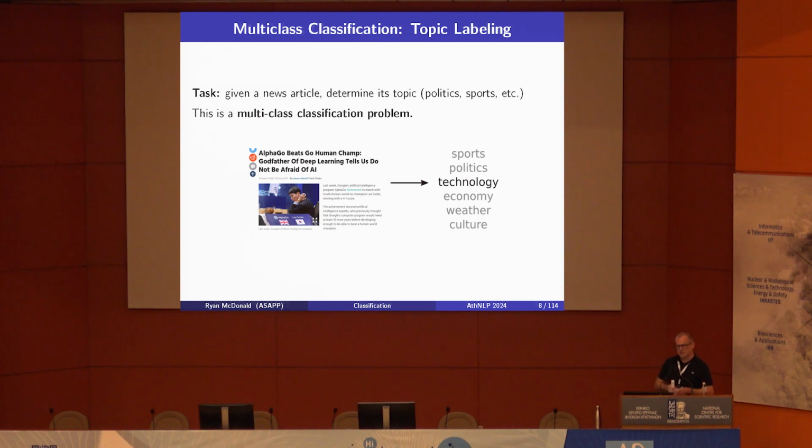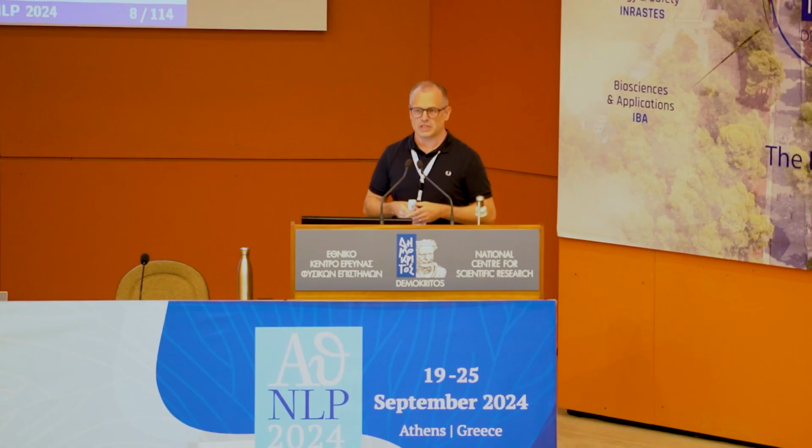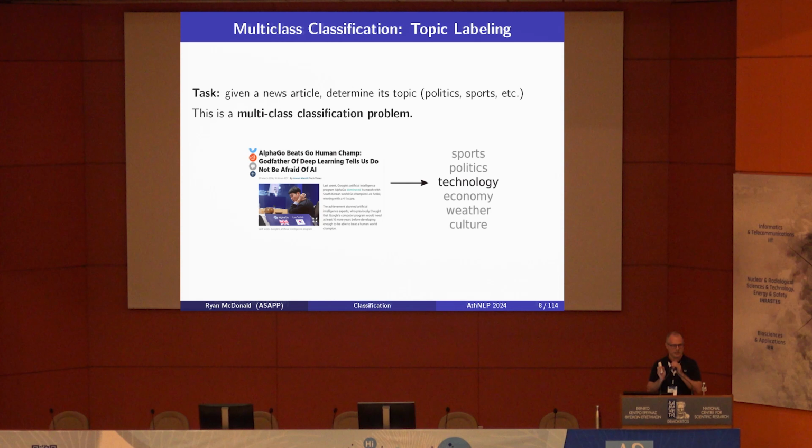The next one, and we're going to focus on this one mostly in this lecture, is multi-class classification. And here we're not just saying something is true or false. We're taking a finite, well-defined list of possible output labels. Here's an example, topics given a news article. We want to classify that article with the right label, right? So this is about AlphaGo beating the champion of Go. So this is about technology. We add that label, but obviously if it was an article about the UK election, that would be politics or something like that.